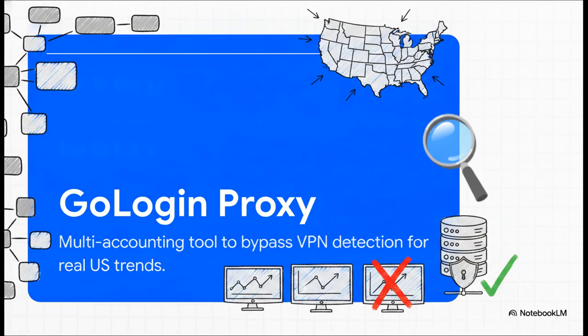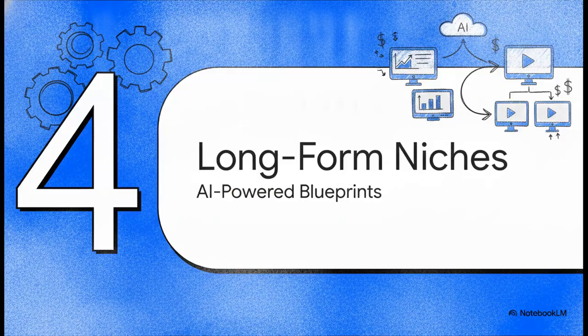Well, unfortunately, the platform is way too smart for that and catches standard VPNs incredibly quickly. What you actually need is a proxy. A proxy tool like GoLogin, which is fundamentally a multi-accounting tool, effectively bypasses that standard VPN detection. By running a US proxy profile on GoLogin, you're tricking the platform into showing you the true unfiltered US trending feeds. You get to scroll through content exactly the same way an American audience does, which lets you study what actually captures their attention.